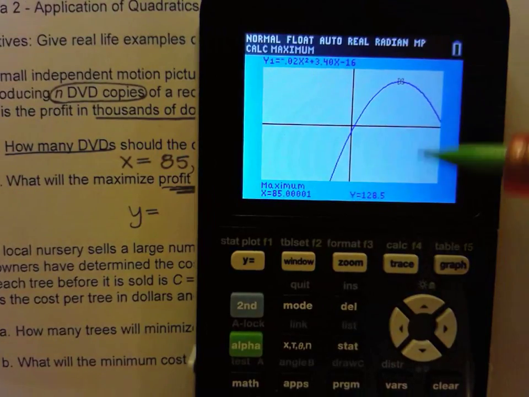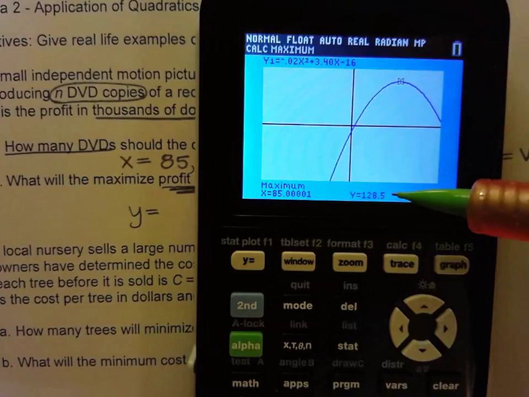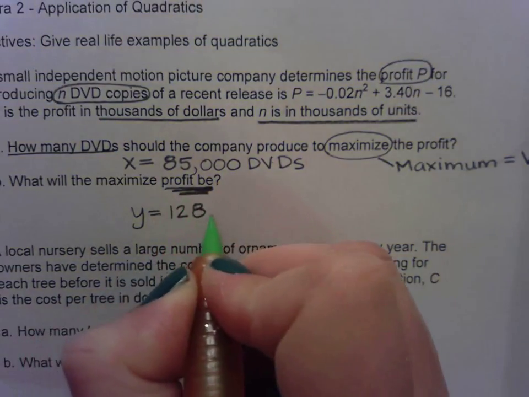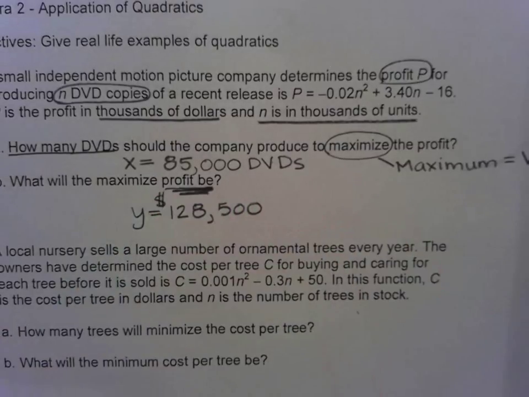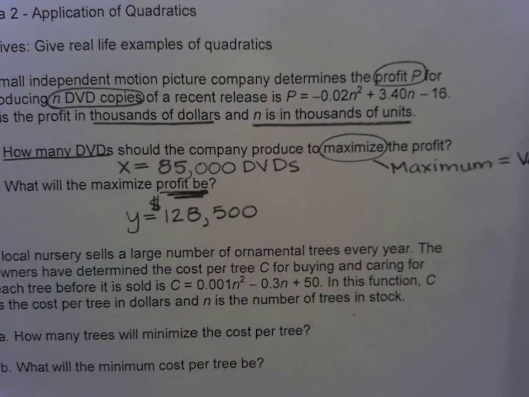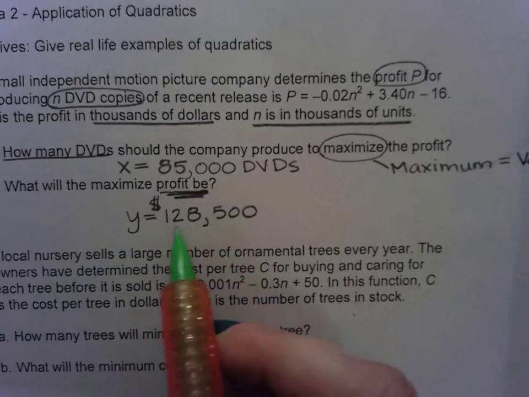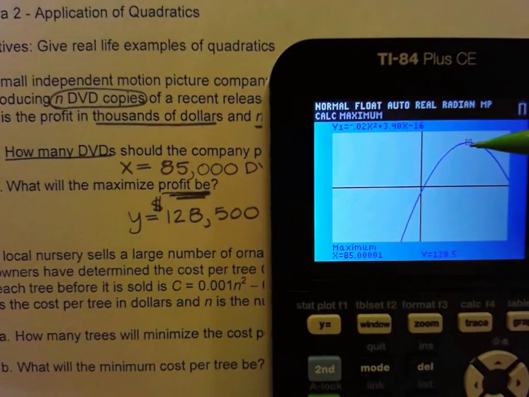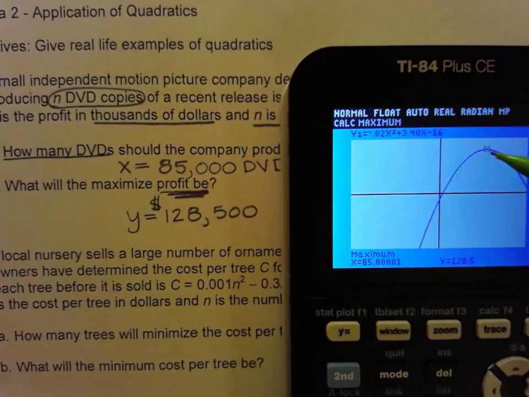So we look at the y coordinate of the graph, and so that's 128.5. That represents your profit. So it would be 128,500, and this is in dollars. So the number of DVDs would be 85,000 DVDs, and the profit for producing that many DVDs would be $128,500. And we got that from finding the vertex of the graph. Okay, and it was a maximum, so that's why we found that spot right there.